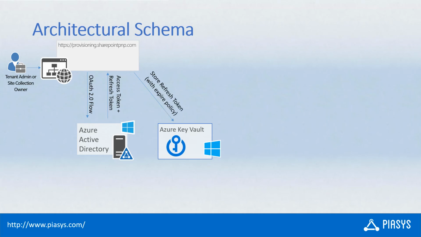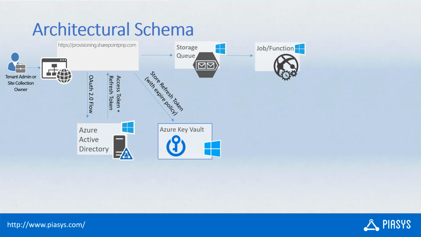For security reasons, we store that information, the refresh token, in a Key Vault service in Azure, so that when you request to create a provisioning of a site, we store in a blob storage queue a request to execute that action, and we use a job or a function on the other side, which will dequeue the request, use the refresh token that we stored in a safe and secure way in the Key Vault, and by using that refresh token, we get a fresh new access token to be able to consume the Microsoft Graph and the REST APIs of SharePoint Online.